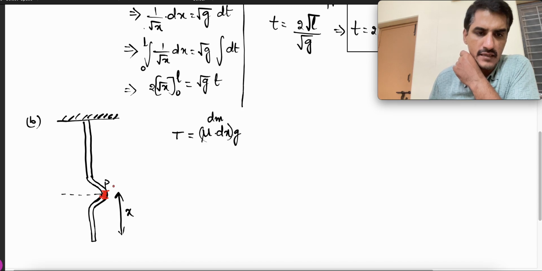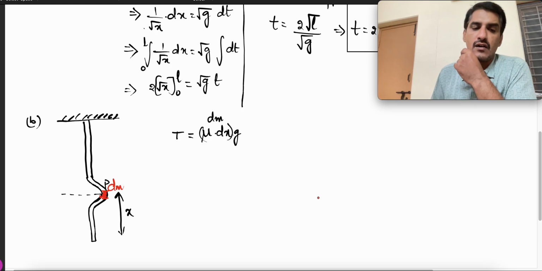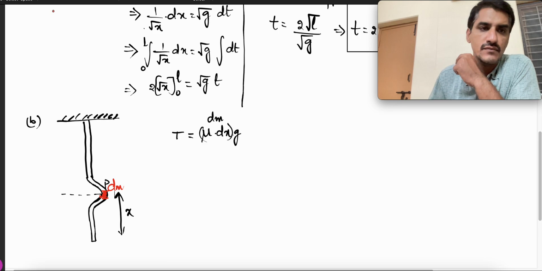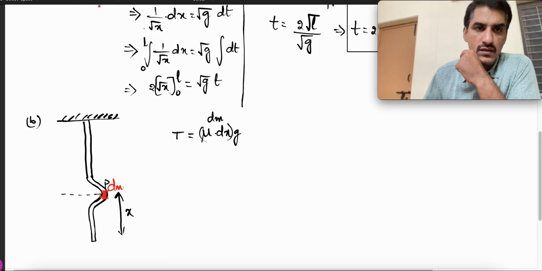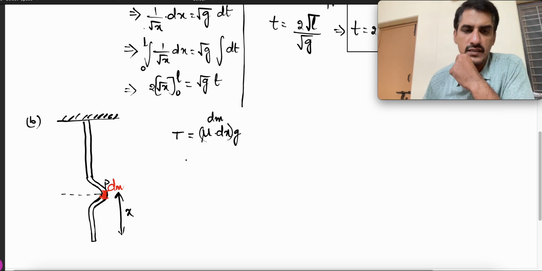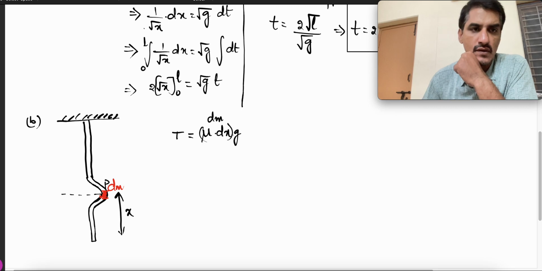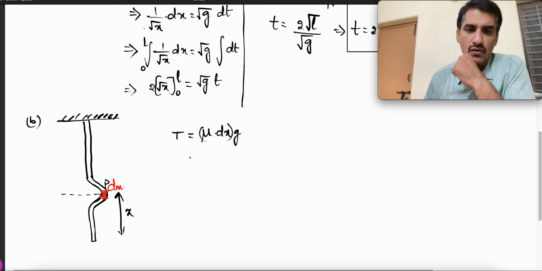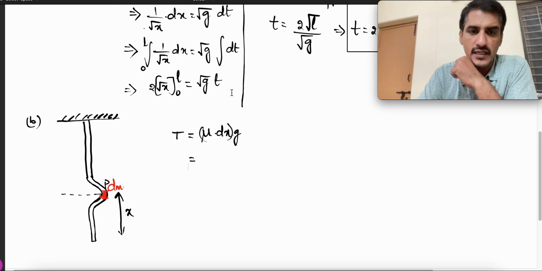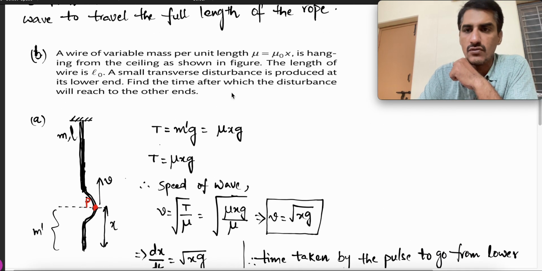See, this is that element dm value. Now we are finding out for that value. Okay, so listen. So this is dm value. Now what is mu value? In the question it is given that mu is equal to mu naught into x, right? Mu is equal to mu naught into x.